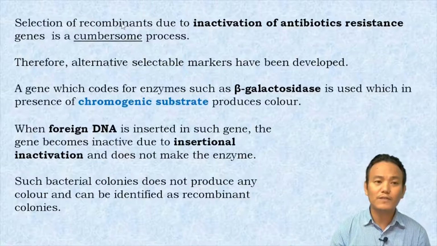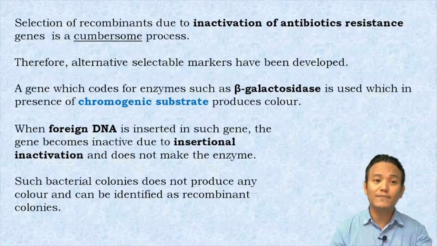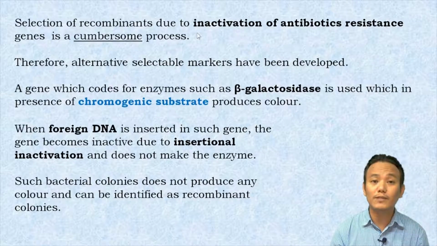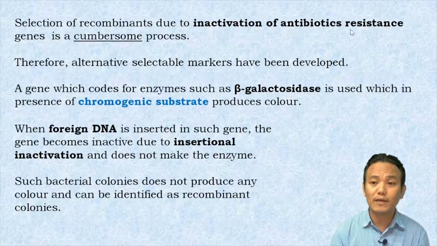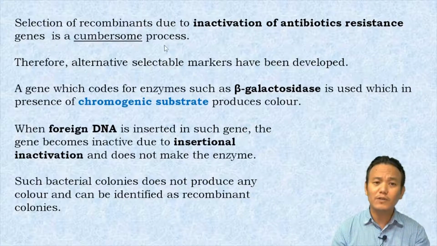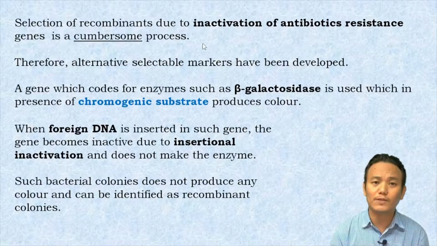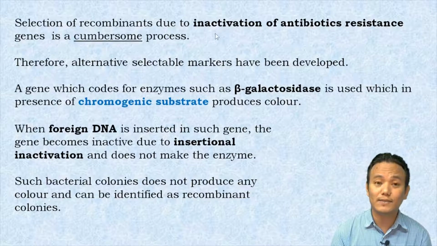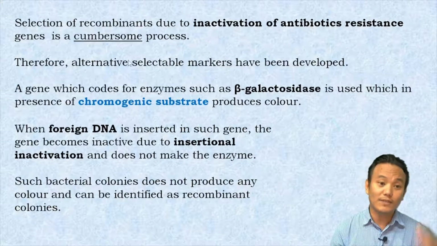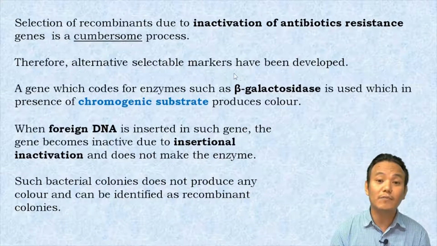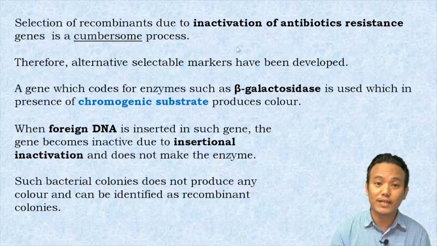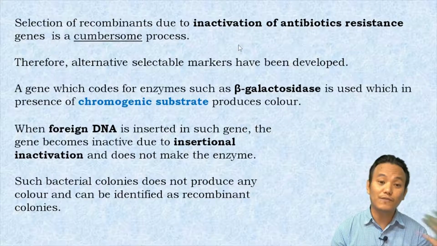So now you must have realized that the process of identifying recombinants from non-recombinants due to inactivation of antibiotic resistant genes is a very cumbersome process. It's a very complicated process. Even the scientists realized the same thing. And therefore, the scientists developed alternative selectable markers, right? So instead of using antibiotic resistant genes as selectable markers, they used different genes.